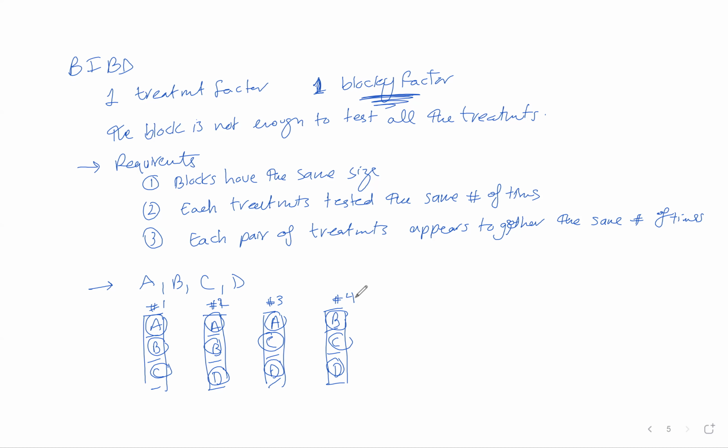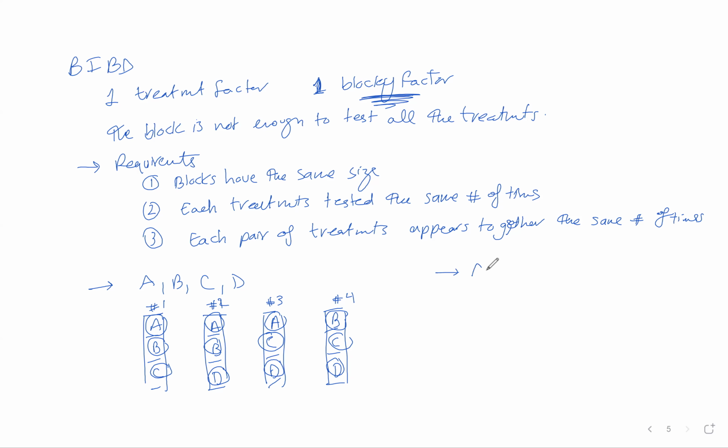So any other pair of treatments should appear the same number of times. So let's see AC. AC appear together two times. AD two times. BC two times. CD two times. So this one is a balanced incomplete block design. This is the layout when we have 4 treatment factors and 4 blocks, and the block is not big enough to test all the treatments.